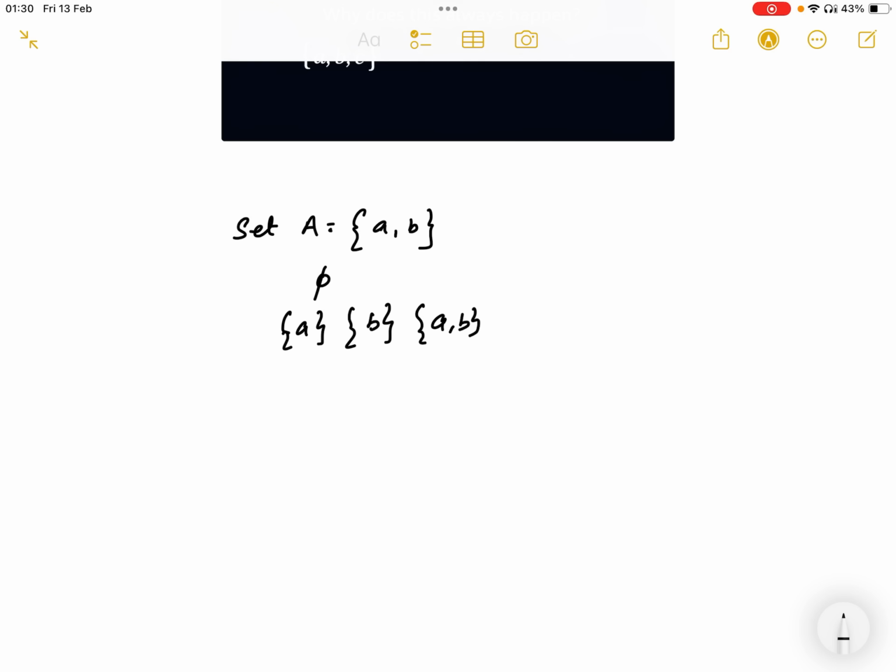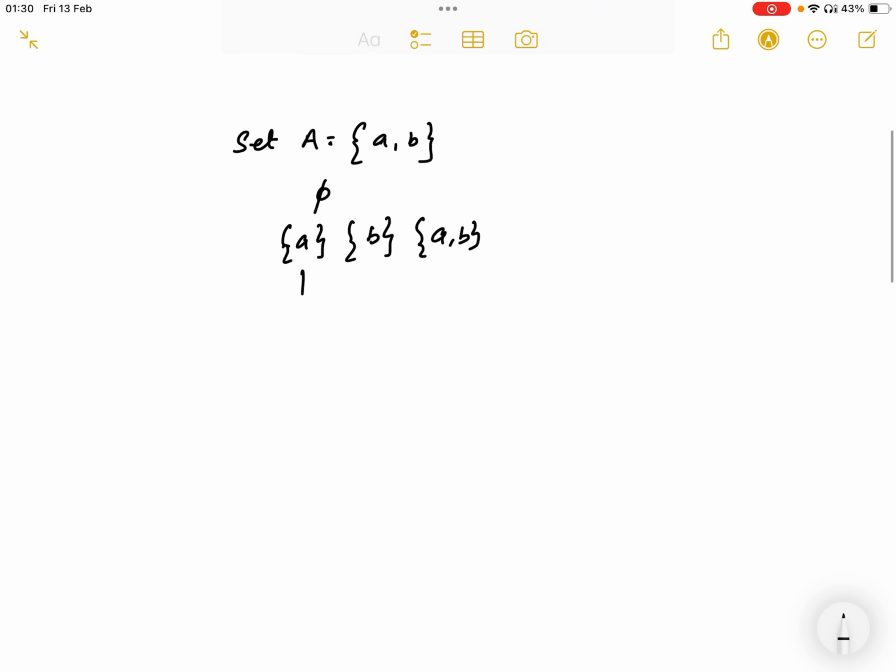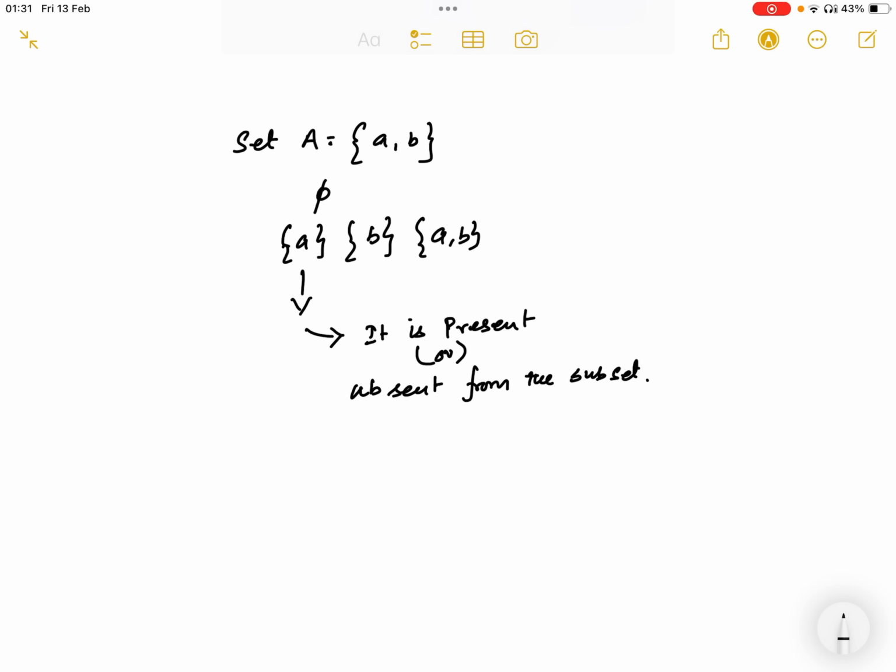For example, you take element A. Now this element A we take has two possibilities. One is it can be a part of the subset, that is, it is present in the subset, or absent from the subset. We are not choosing another element in its place, we are deciding whether it appears or not.